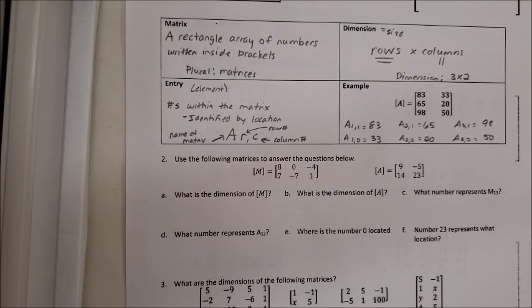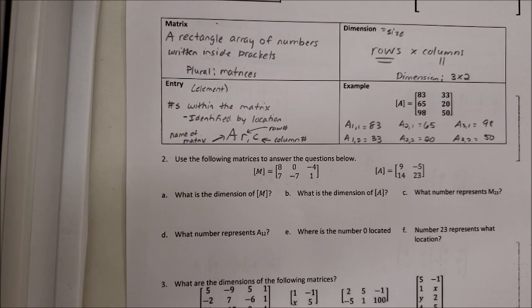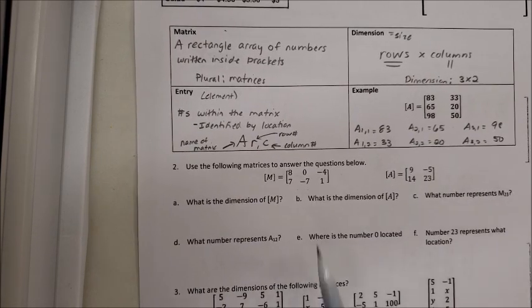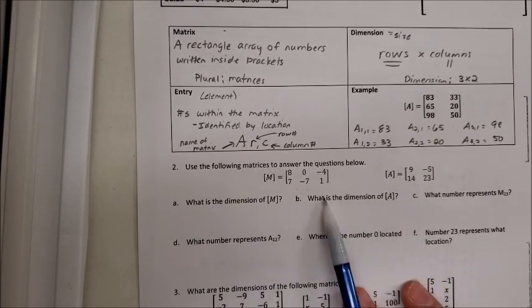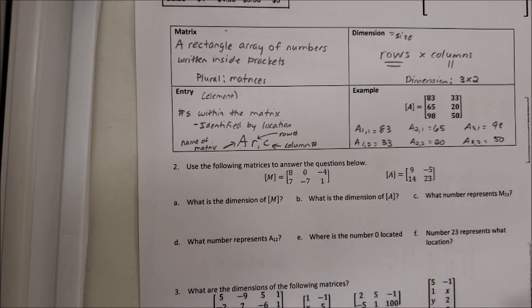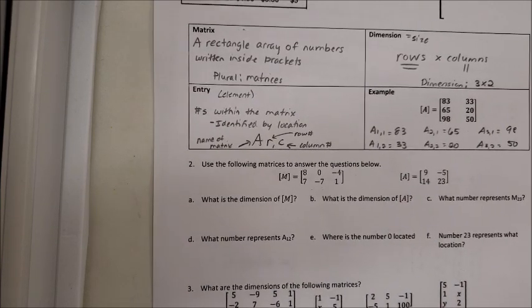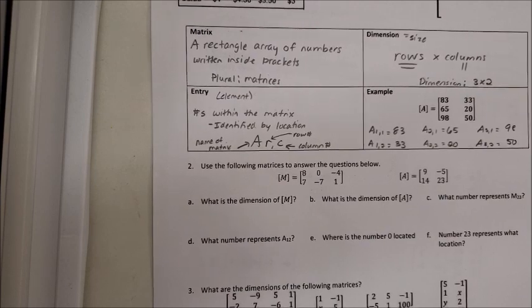So now that you know some of the introduction stuff about matrices, you know what they are, you know how to figure out dimensions and talk about the entries, we can actually look at some matrices for some examples. If you look at number 2, I've got 2 different matrices that we're going to be looking at, M and A, and we're going to answer these 6 questions about them. The first thing that we are being asked is the dimension of each of those.